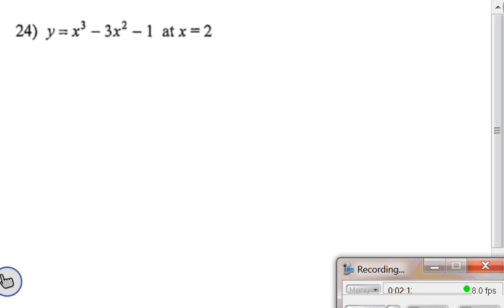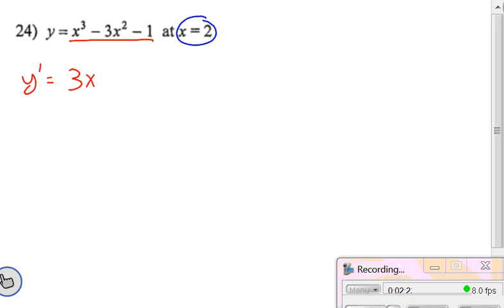Okay, 24 wants us to find the derivative at a particular point, x equals 2. So we're going to look at the polynomial here and just take the derivative. Should be pretty easy. 3x squared, 2 times 3 is 6, and that's nothing. So now we just have to plug in y prime at 2.